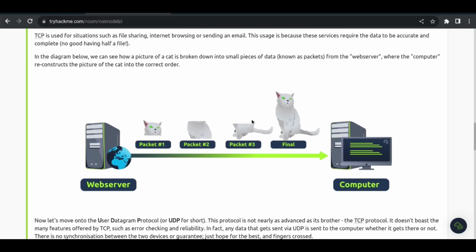TCP is used for situations such as file sharing, internet browsing, or sending an email. This usage is because these services require the data to be accurate and complete. No good having half a file. In the diagram below, we can see how a picture of a cat is broken down into small pieces of data, known as packets, from the web server, where the computer reconstructs the picture of the cat into the correct order. And just like it says, that's exactly what it's doing.